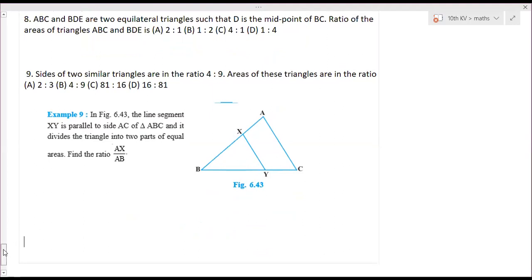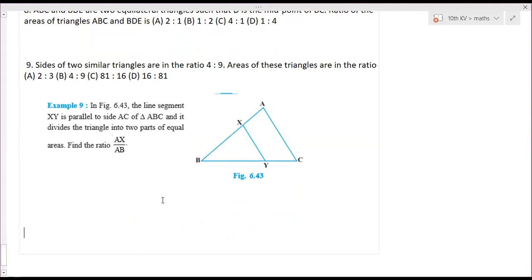Okay. So in this question, what they have told, see, this diagram is given. The line segment XY is parallel to AC. So XY and AC are parallel. Already they are given. It divides the triangle ABC into two parts of equal areas. Area of BXY and AXYC is equal. So this is a quadrilateral and this is a triangle. They have equal areas. Then we have to calculate the ratio of AX by AB.